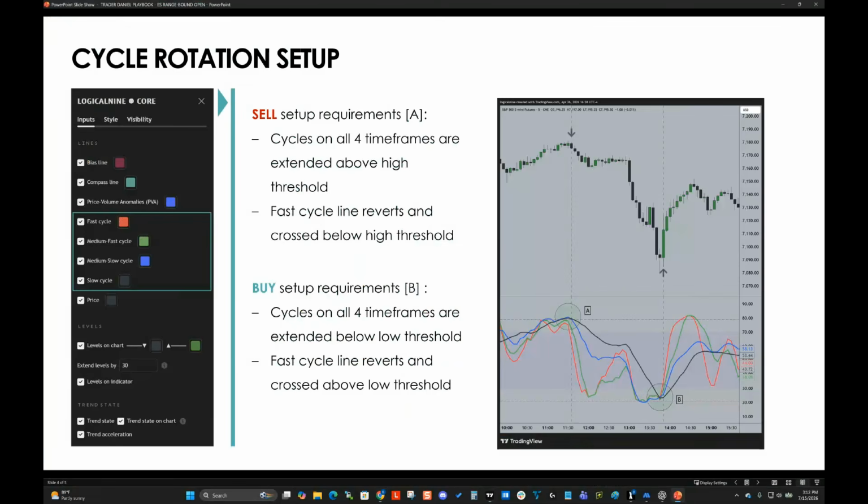For a sell setup, I want to see the cycles on all 4 time frames extended above the high threshold. And then I want to see the fast cycle line reverting and crossing below the high threshold. For a buy setup, I want to see the opposite. Let's now go back to the charts and look for the cycle rotation setup. We will do so as long as the market is range bound.